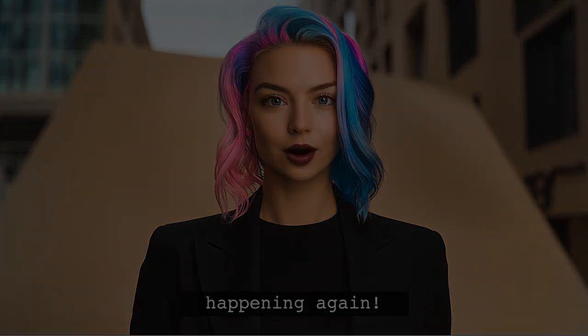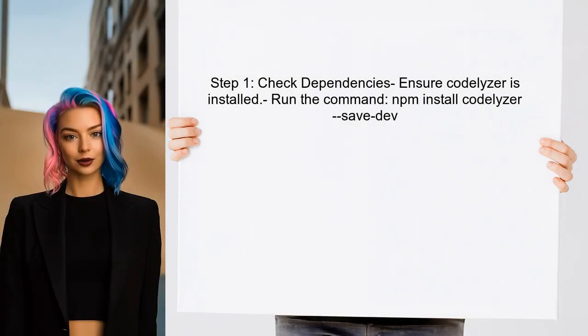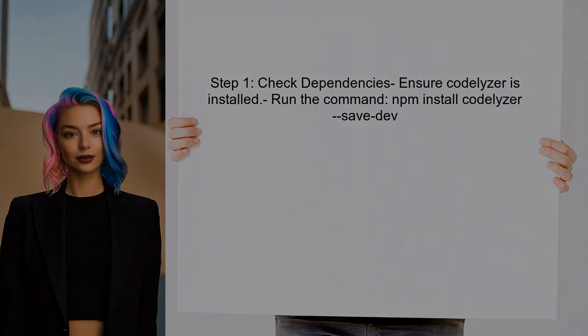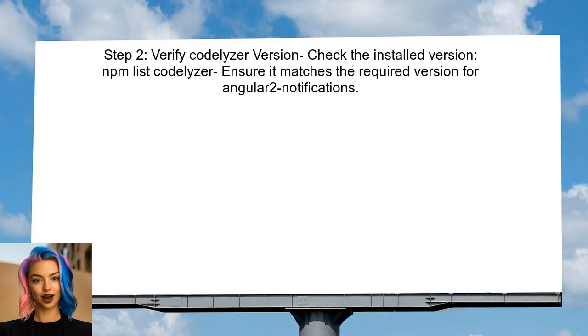To address the linting issue, the user should first check if the necessary dependencies are installed. Specifically, they need to ensure that the CodeLizer package is included in their project. Next, the user should verify the version of CodeLizer installed. It's important to ensure compatibility with the Angular 2 notifications package.